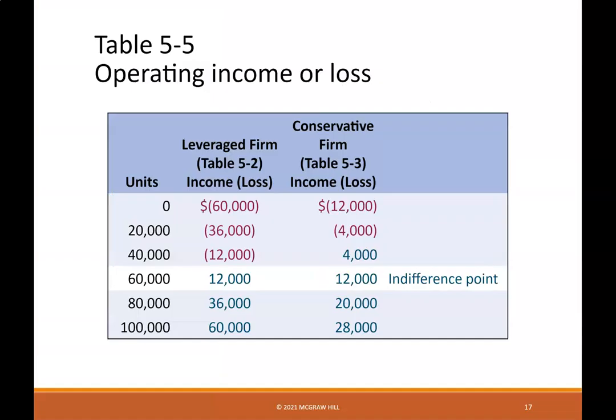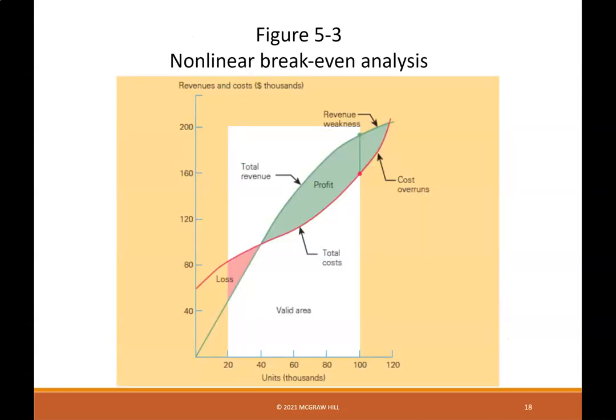Table 5-5, operating income or loss and indifference point. So at 60,000 units, both the leveraged firm and the conservative firm will have the same income. Figure 5-3, nonlinear break-even analysis.